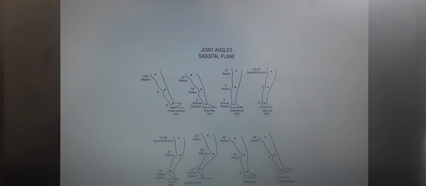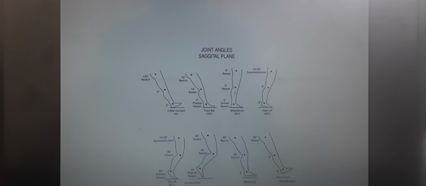Next, during the flat foot stage, the hip flexion angle decreases, up to 15 degrees, and there is increased flexion of the knee joint and ankle joint. It accounts for around 15 degrees of knee joint flexion and 5 degrees of ankle joint plantar flexion.